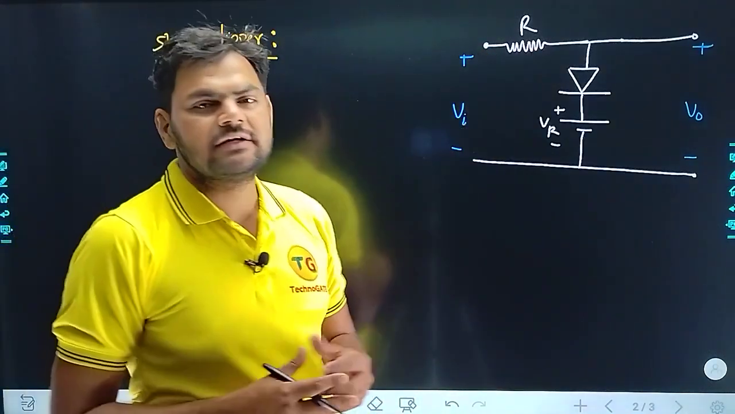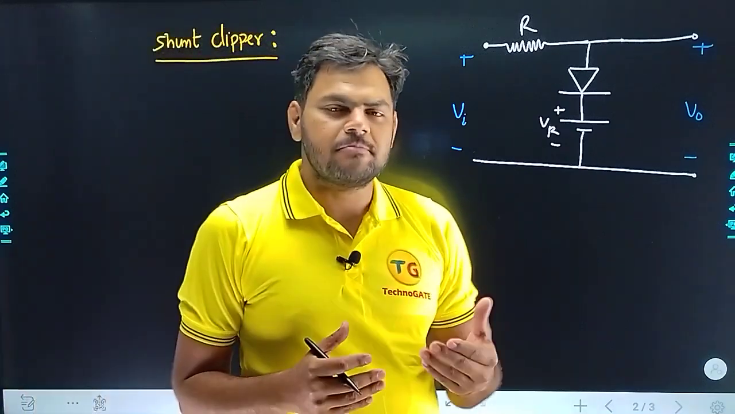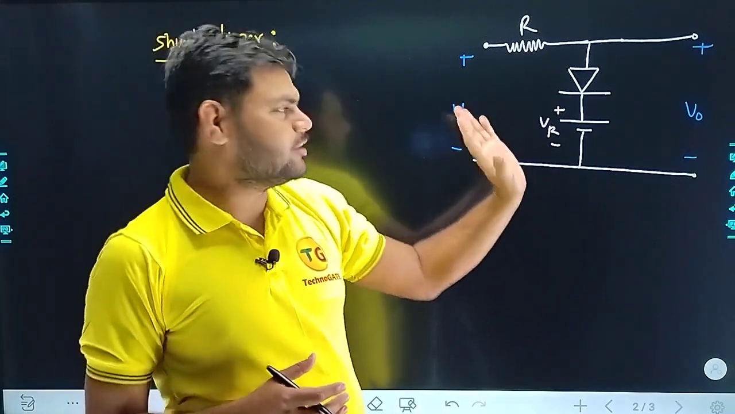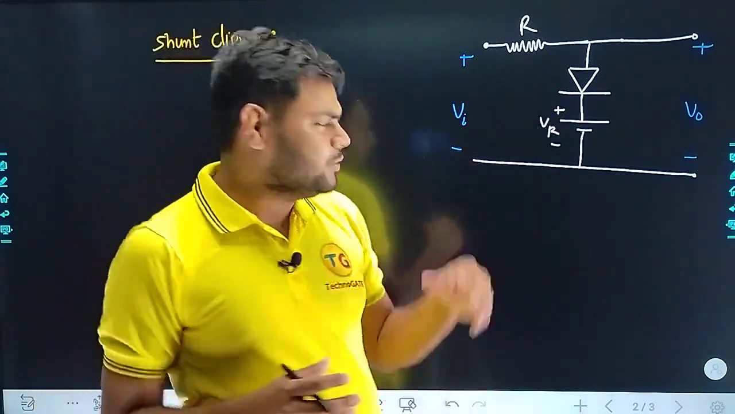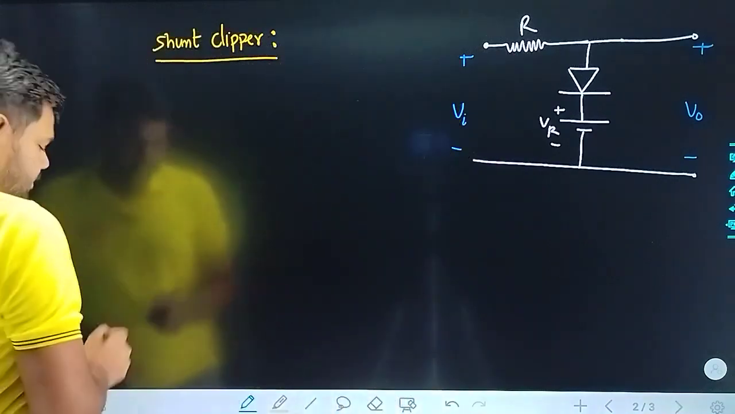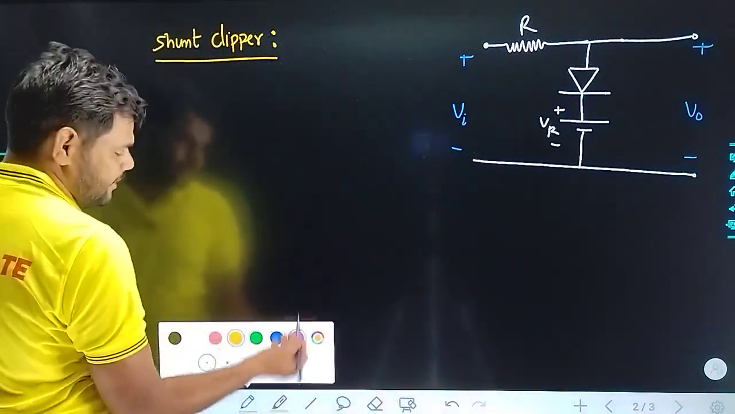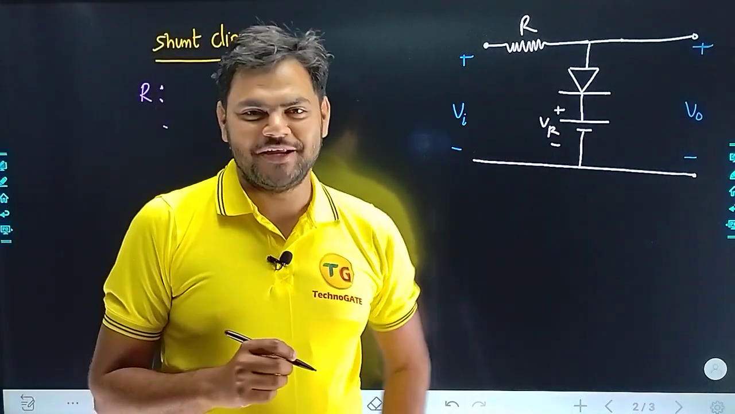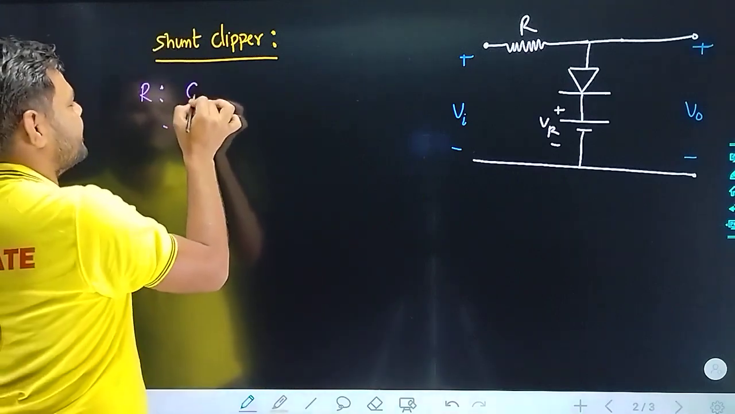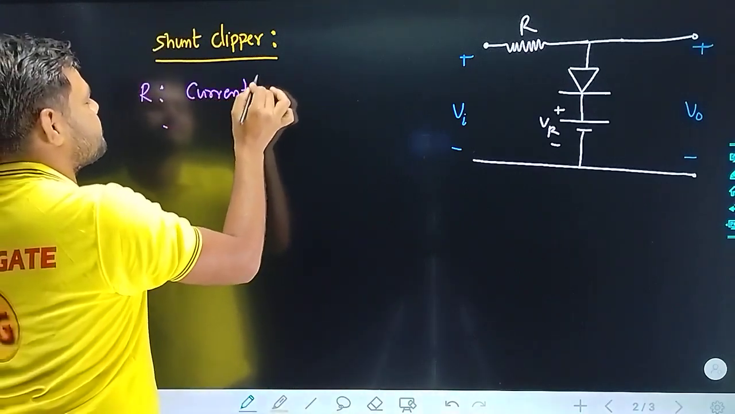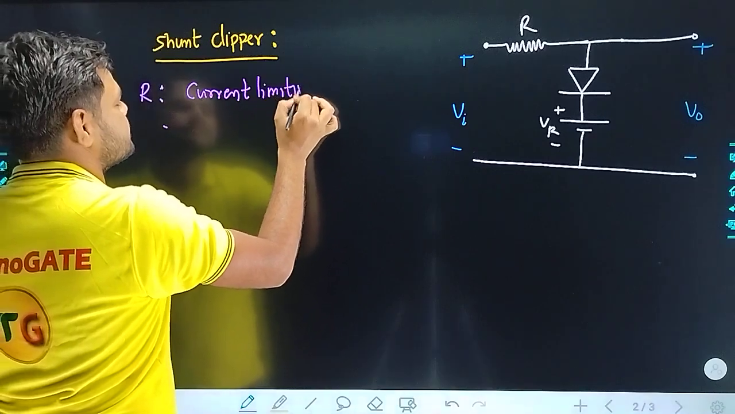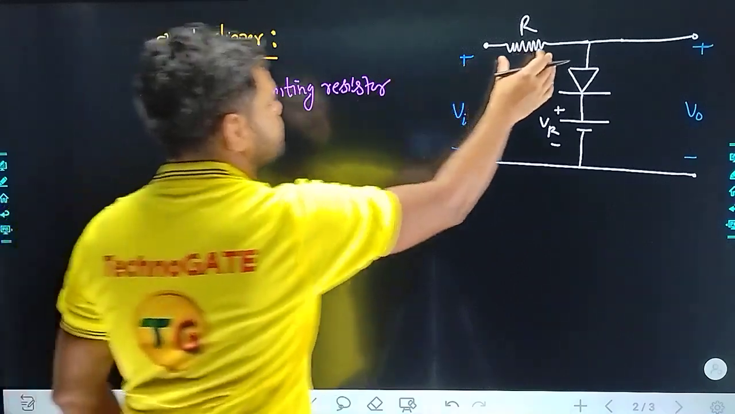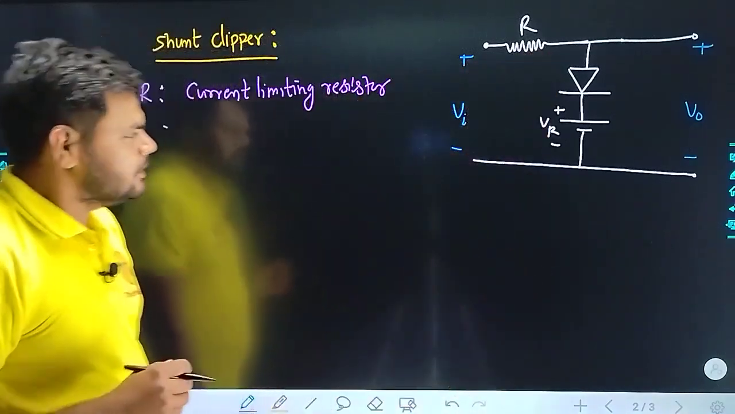The purpose behind connecting this resistance R is to limit the current flowing through this diode. What amount of current has to flow through the diode? To limit that current, we have connected resistance R. We must have this knowledge: this R is called the current limiting resistor. Why have we connected it? So that we can limit the current flowing through the diode.